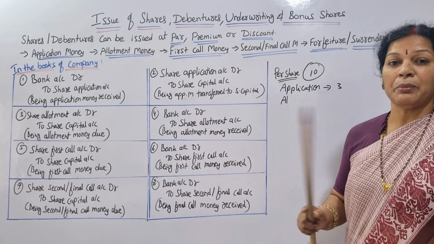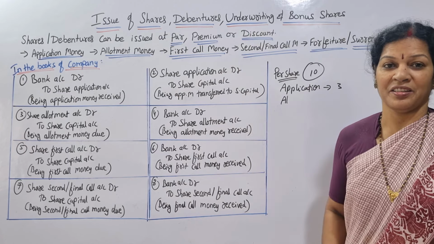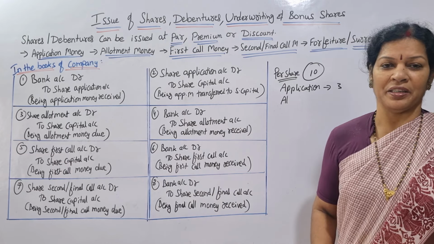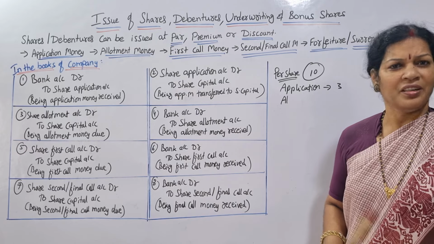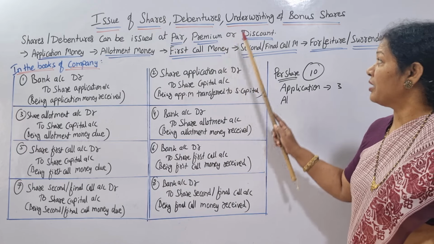So the agreement between the underwriters and the company, we say it as underwriting. And what are underwriters going to get? Commission from the company for buying the bulk of shares. And it is their guarantee. It is their responsibility. Okay. So that is what underwriting is.